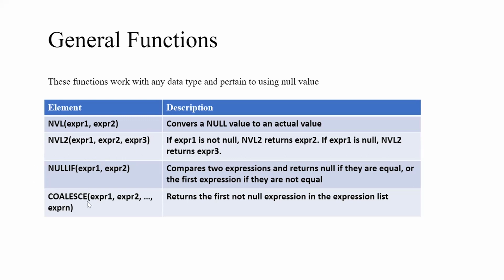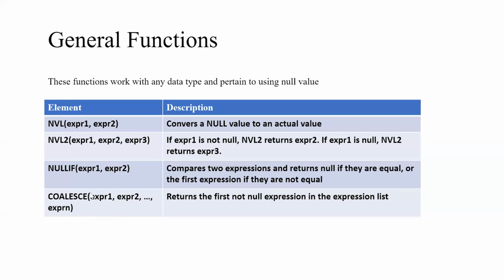Okay. And then we have coalesce. Coalesce can have n number of inputs: expression 1, expression 2, expression 3, expression 4, any number of expressions. So it will return the first not null expression in the list. Now, if we are putting three expressions, expression 1, 2, and 3, and if expression 1 is not null, it will return expression 1 and it will come out of the function.